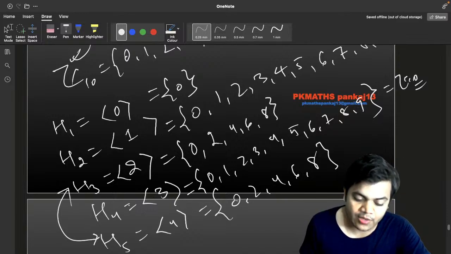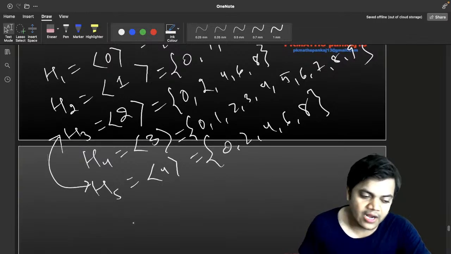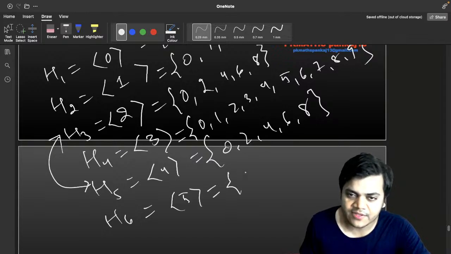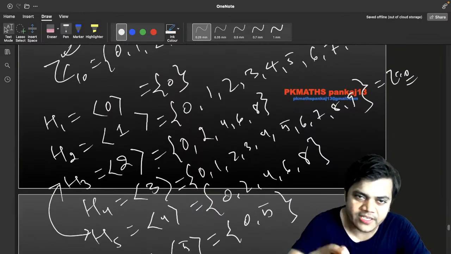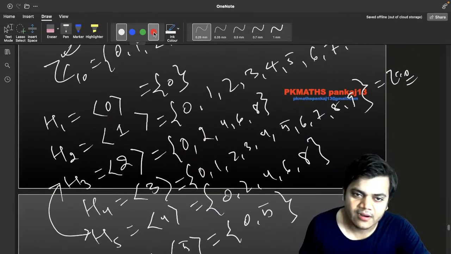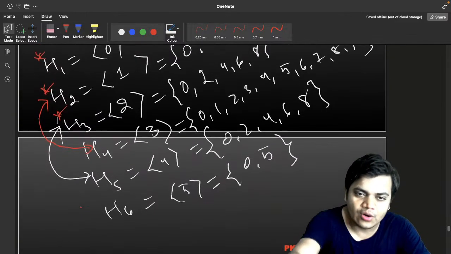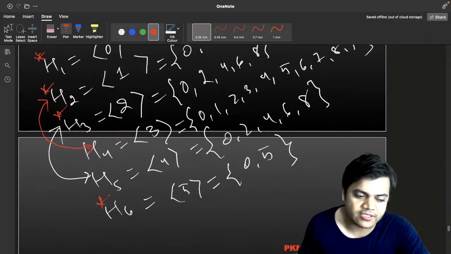Okay, yes, you are going to see the repetition. Now for H6, what can you say? Generated by 5, so certainly it will be 0 and 5 only. So up till now, how many distinct subgroups are here? How many distinct? Because this H2 is also going to be repeated. So this H1 is distinct, H2 is distinct, H3 is distinct, and now H6 is distinct.